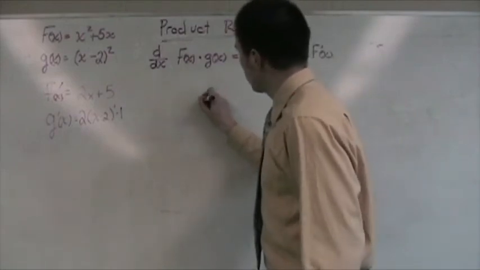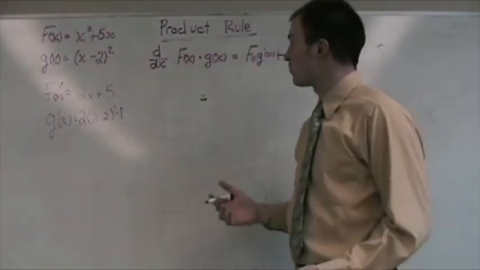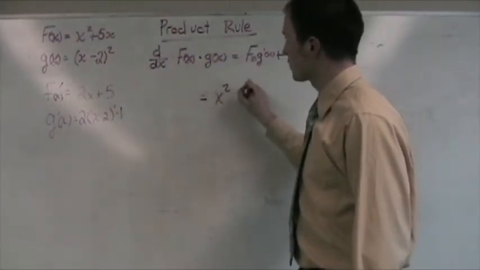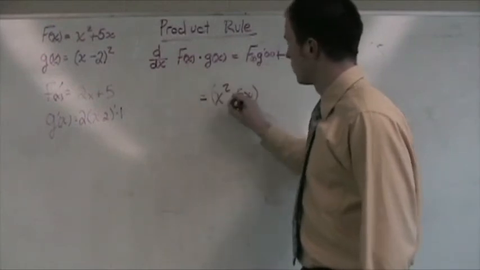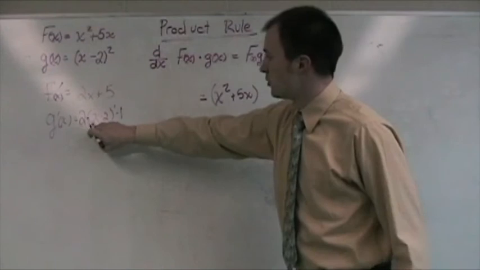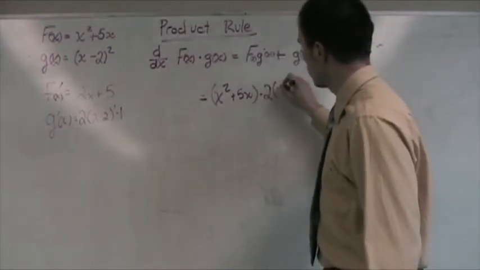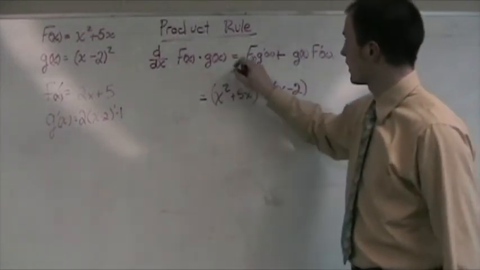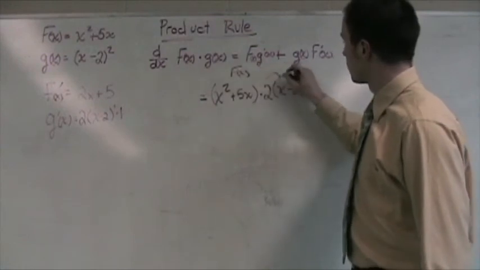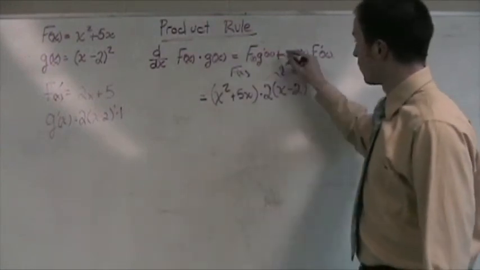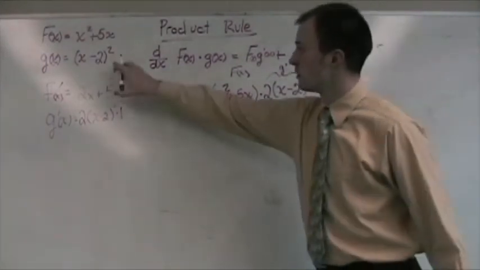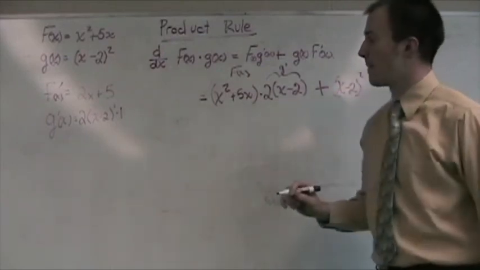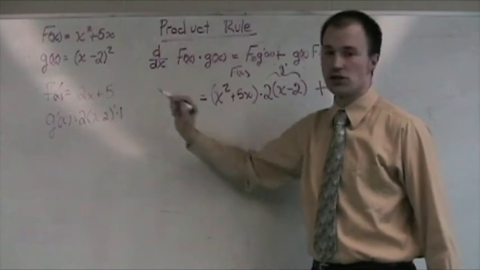Looking here now, all we really have to do is plug things in. So our derivative of f of x times g of x is going to be f of x, our original piece, x squared plus 5x, times g prime. So just pop that in. G prime again is 2 times x minus 2. Okay, so there's my first piece. Again, this is f of x, this whole piece right here, g prime. And then we add g of x, so my bottom function there, which is x minus 2 quantity squared, times f prime, which is 2x plus 5.